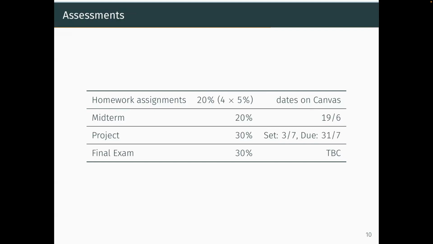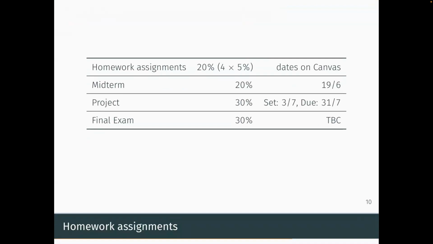The midterm, worth 20%, is on the 19th of June. That'll be on the Wednesday, if I remember rightly. There's a project. I'll talk a little bit more about the project in a moment, but that will be in the last month of the course. And then there's a final exam, which is worth 30%.